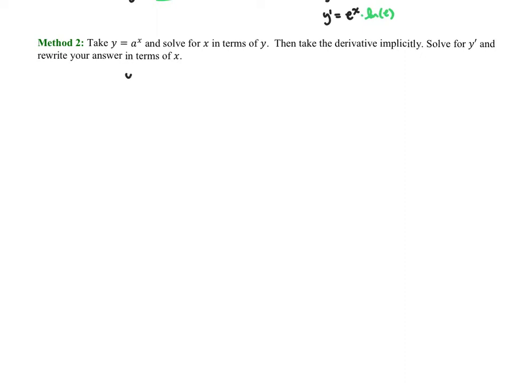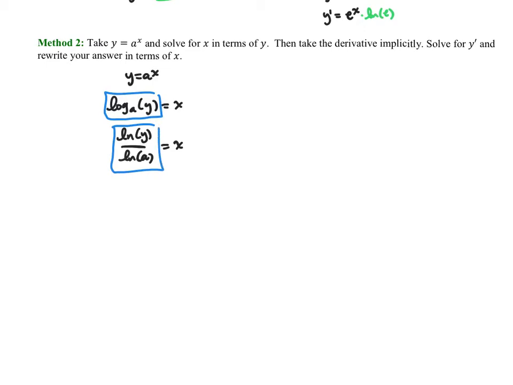Therefore, if y equals a to the x, then we could rewrite it as log base a of y is equal to x. Now I'm going to use the change of base formula and write this as ln of y over ln of a is equal to x. This expression right here is equivalent to that using the change of base formula.